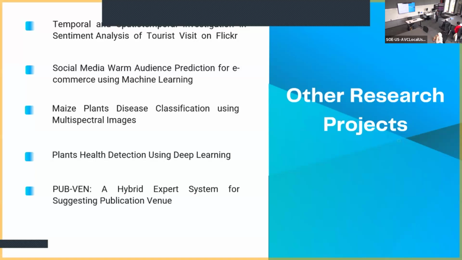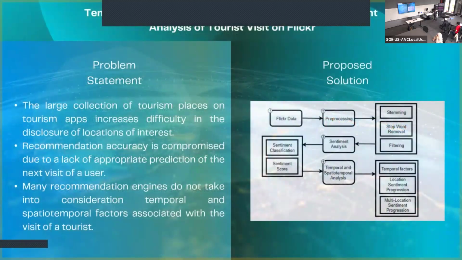This was also a very interesting study. You have your own abstract and you want to publish somewhere, so you put your abstract in the system, and it gives you the possible venue possibilities. For example, this is the best venue for publication for considering your abstract. So this was also an expert system for suggesting publication venue.